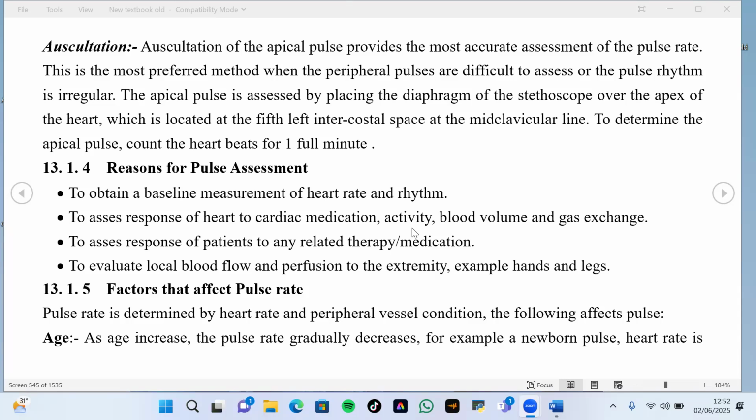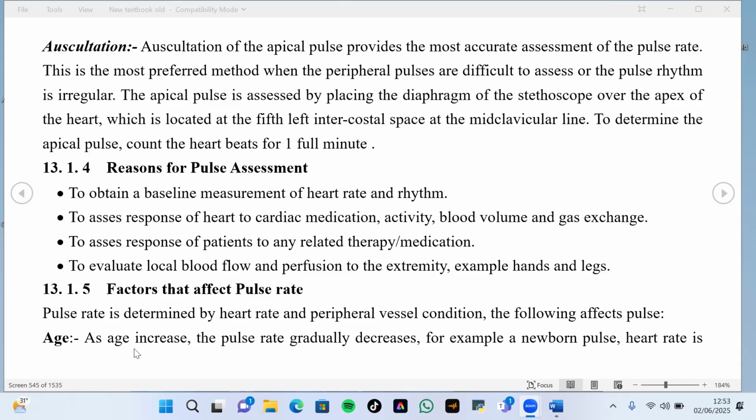Secondly, to assess response of the heart to cardiac medications. Then to assess the blood volume and gas exchange. To assess response of patients to any related therapy or medication. And then to evaluate local blood flow and perfusion of the extremities, such as the hand and leg and all of that. So factors that can affect the pulse rate: one, age, like we said.